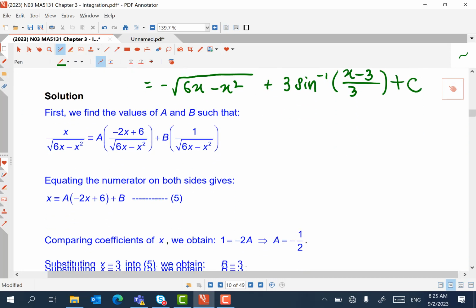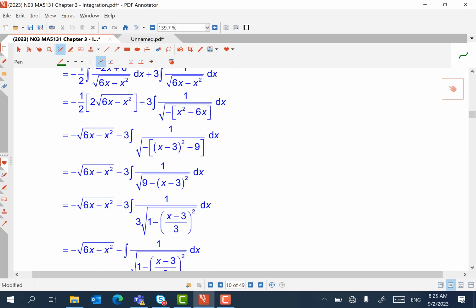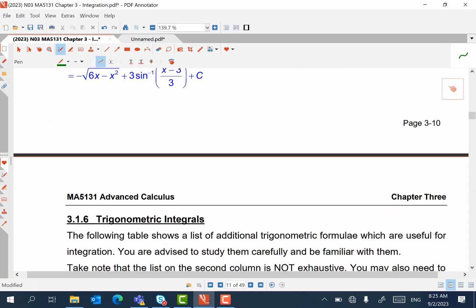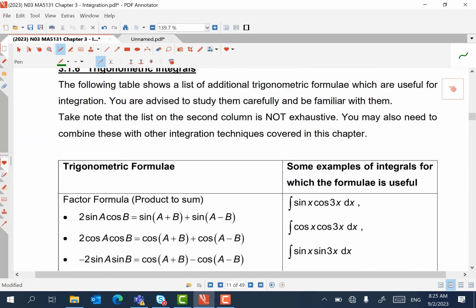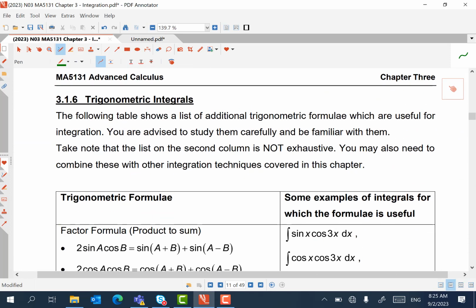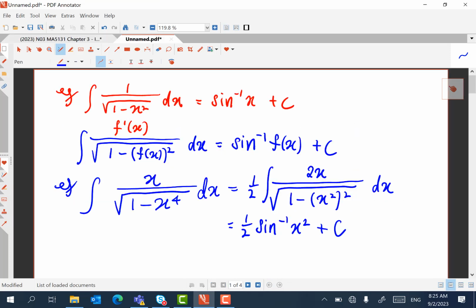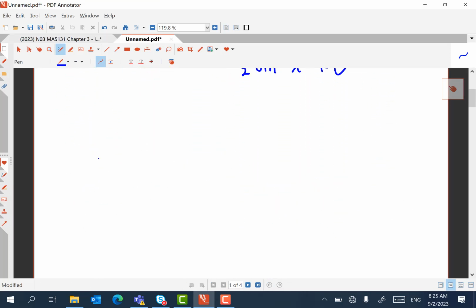Okay, that brings us to trigo integrals. Actually, it's quite a lot. Let me help you to build up the way to learn trigo integrals systematically. Let me ask you, do you know how to integrate sine x?